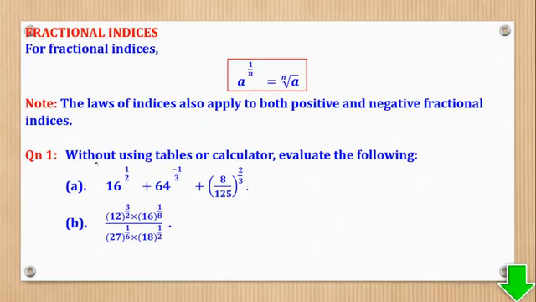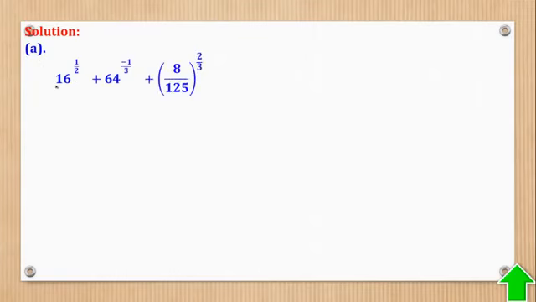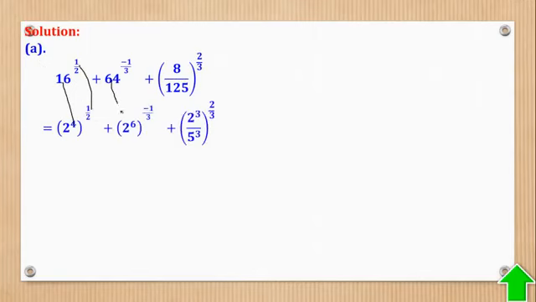So with that, we shall go through these questions. Without using tables or calculator, evaluate the following. So let's start with part A. Part A, this is what we are given. First thing to do is to prime factorize. 16 becomes 2 to the power 4. The power remains the same. 64 becomes 2 to the power 6. This remains the same. 8 becomes 2 to the power 3. 125 becomes 5 to the power 3. This remains the same.